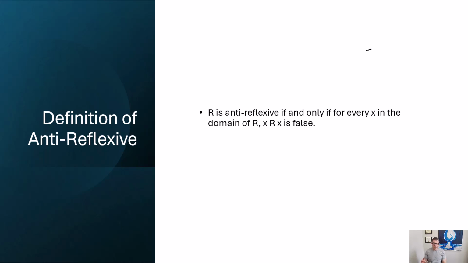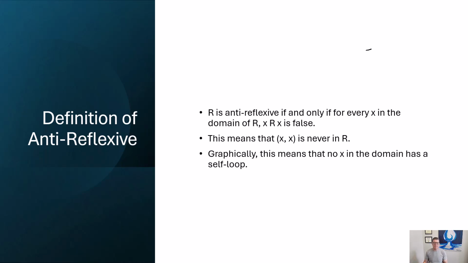On the other hand, we have another idea that is called being anti-reflexive. Being anti-reflexive is not just simply being not reflexive. R is anti-reflexive if and only if for every x in the domain of R, XRX is false. What that means for us is that (x, x) is never in R. Graphically, that means that no x in the domain has a self-loop.